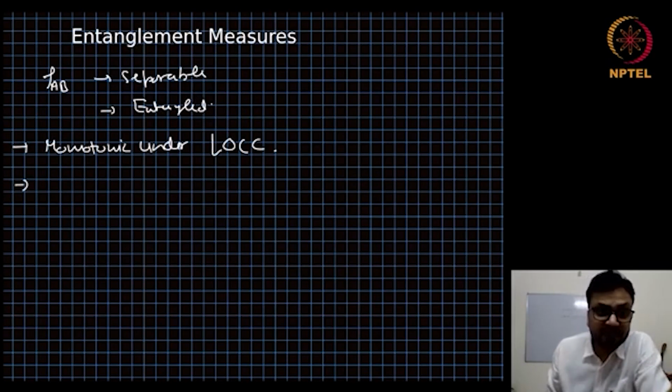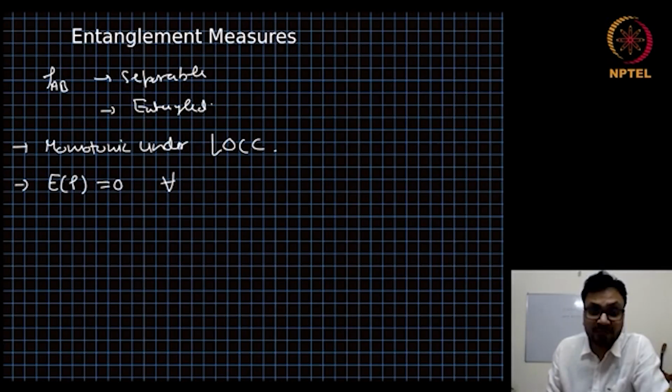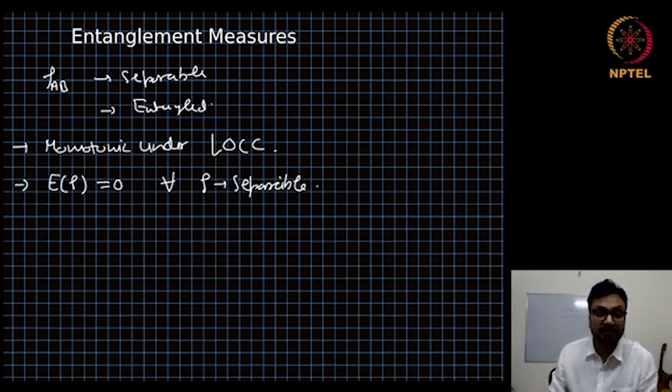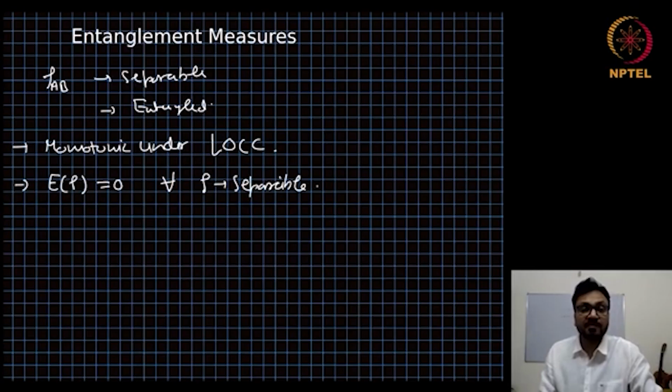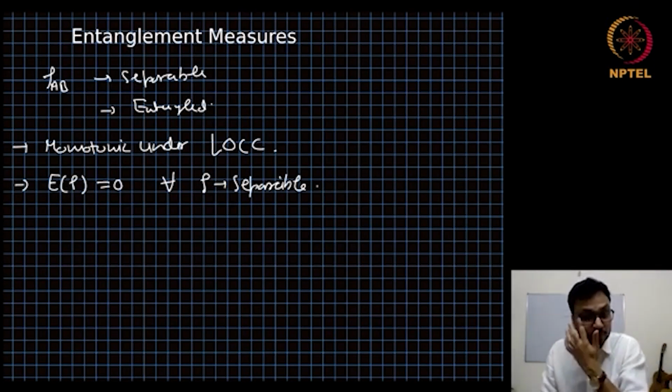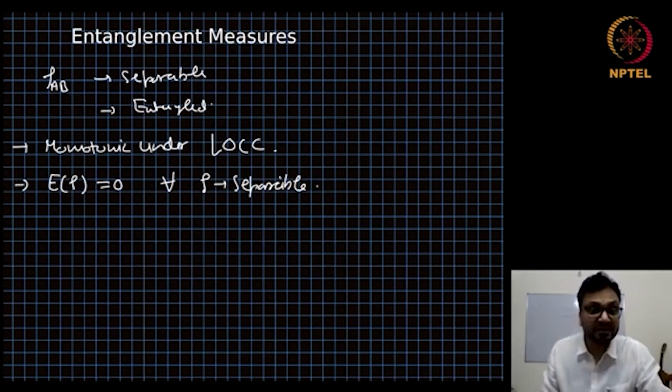Second, whatever measure we have for entanglement, it should result in zero. The entanglement measure for a state rho should be zero for every separable rho. This is an obvious statement, but it must be included for any measure of entanglement, that a bona fide entanglement measure should yield a zero answer for every separable state. So any quantity which we use to quantify entanglement should satisfy these two conditions.